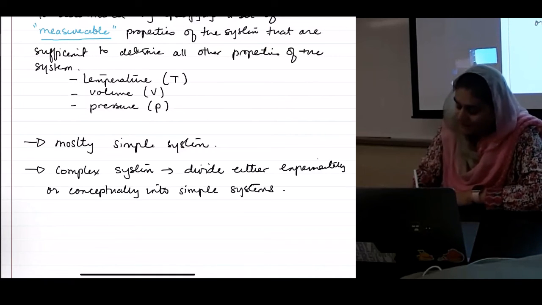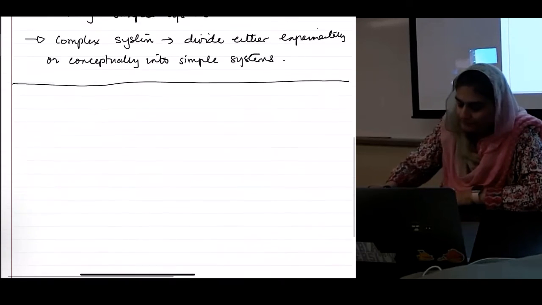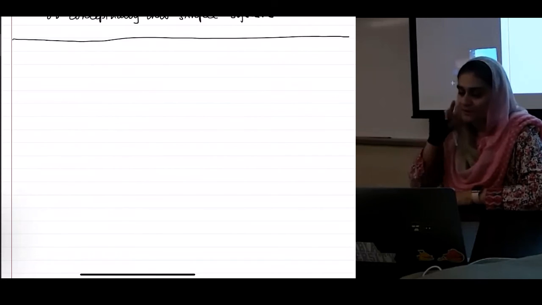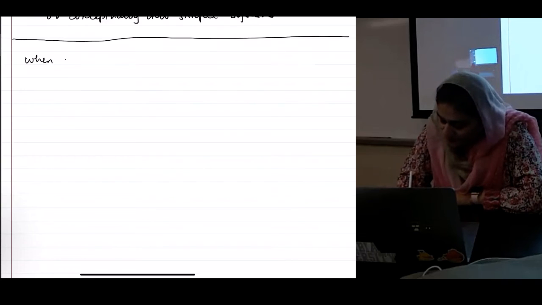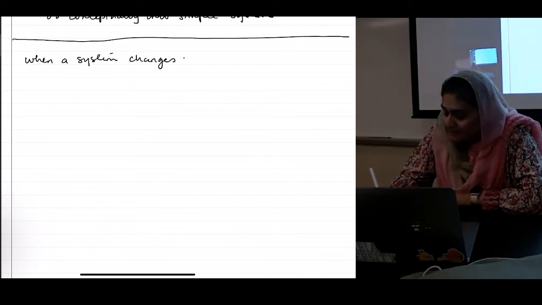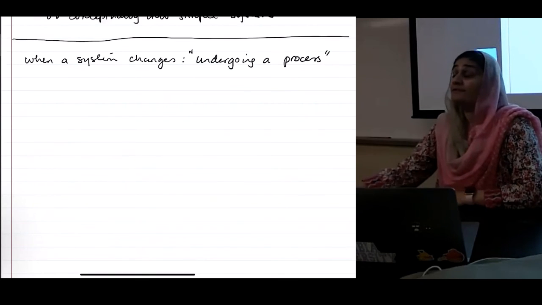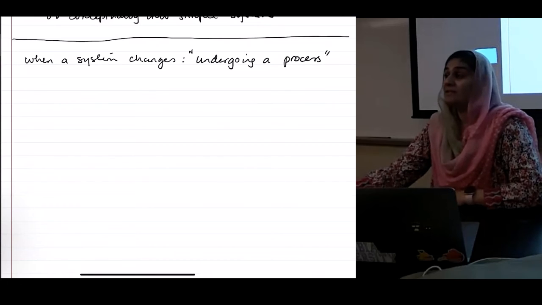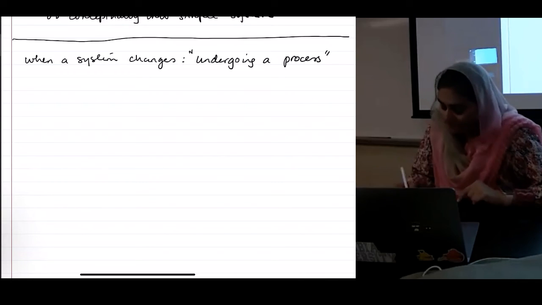Okay. Other things I have to tell you. We've talked about this before, but I just want to review it. So when a system changes, in thermodynamics, we call it undergoing a process. And the different states that the system evolves through is called the path of process. Okay, I'm going to write that down.